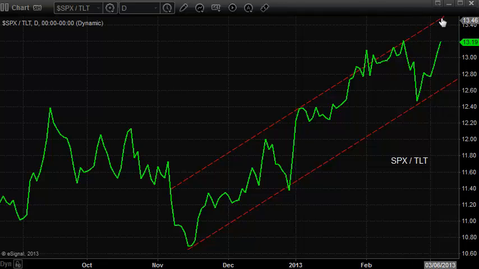If we do get back to this upper channel here, take out this high, this is where we're going to have a little bit of resistance, and maybe the risk on has run its course and is ready for another pause to the downside here.